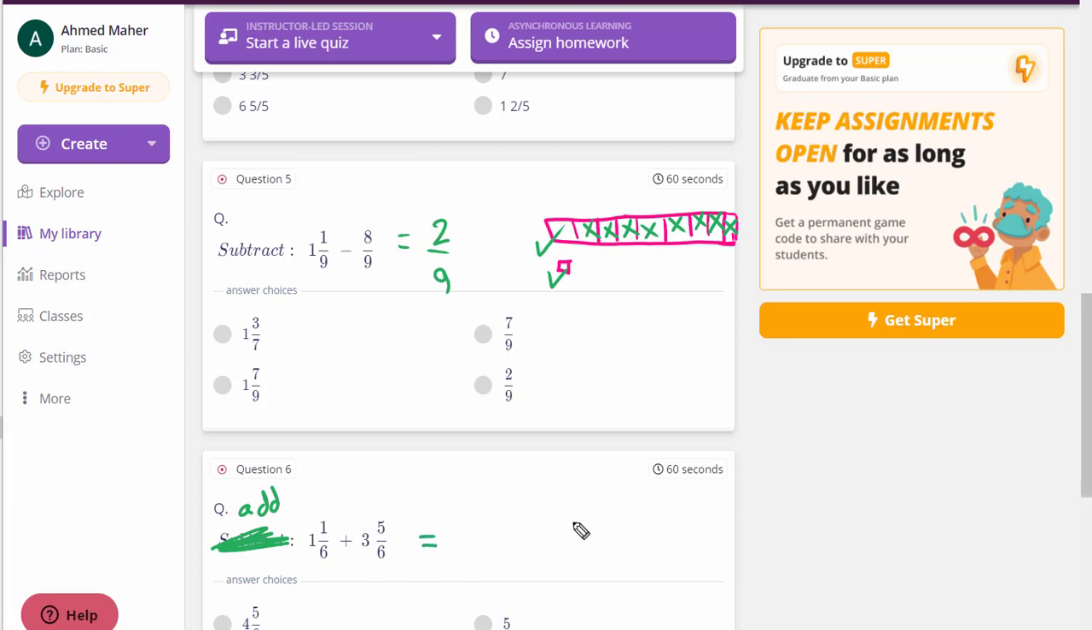In the last question, it's not subtract, it's add. And simply add, it will be 6 sectors. 6 sectors equal a whole 1. And 3 plus 1 equals 4. So the total is 4 plus 1, which is 5.